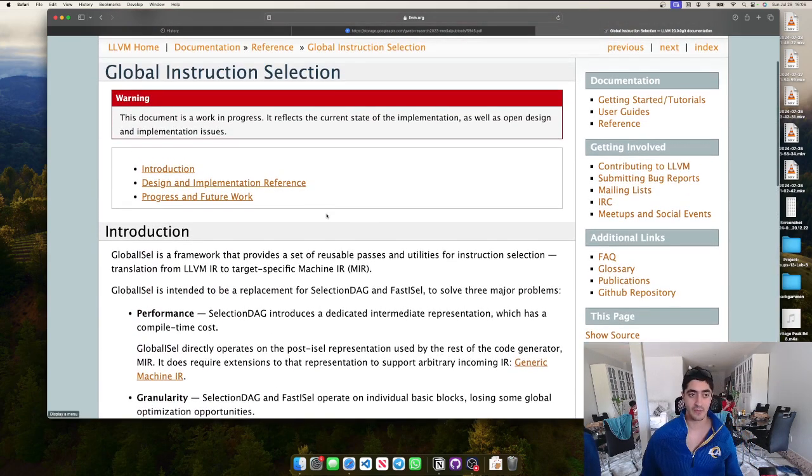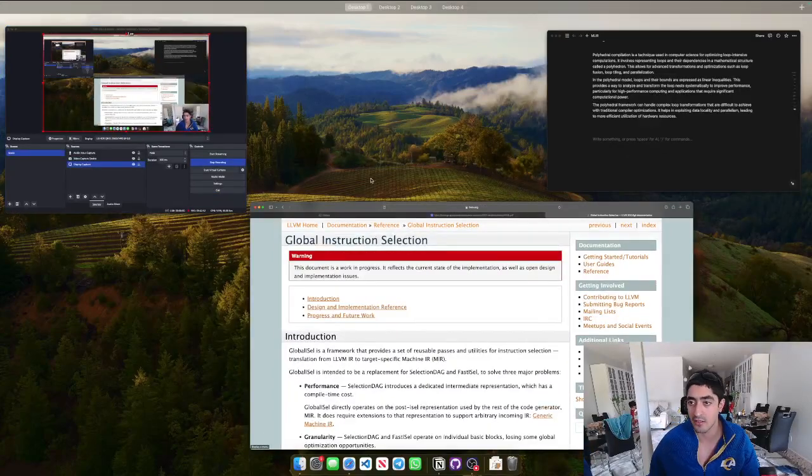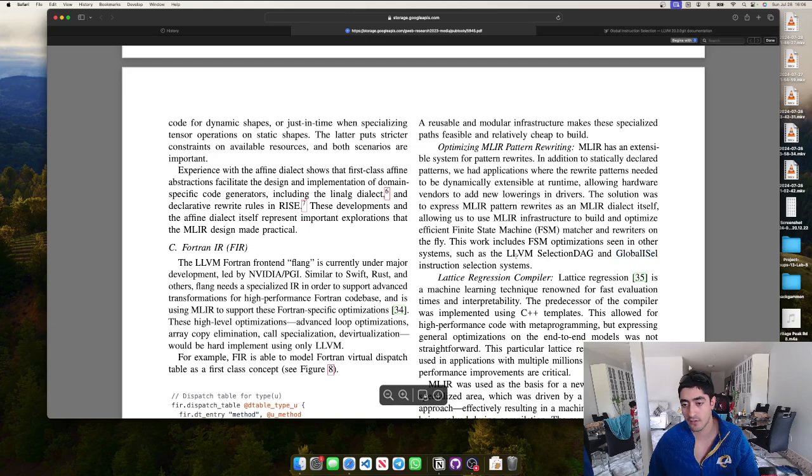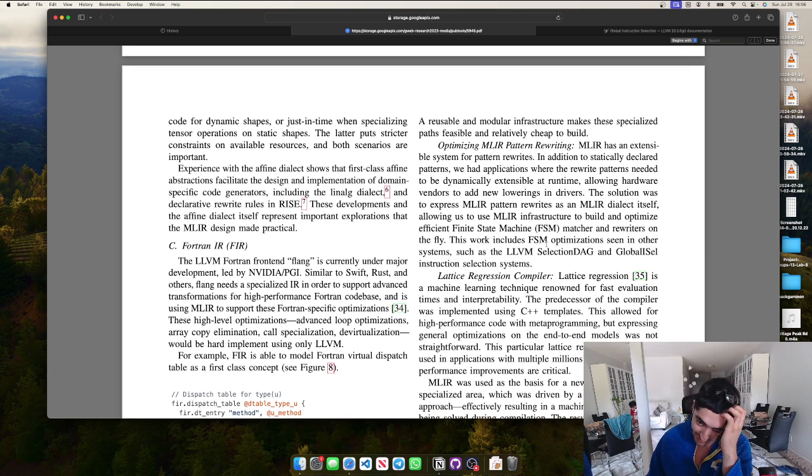Okay. Not 100% understanding that, but this work includes FSM, finite state machine optimization seen in other systems such as the LLVM selection DAG and global instruction selection systems.